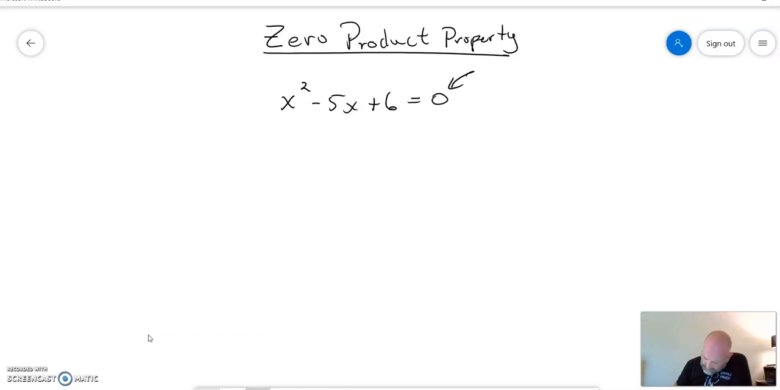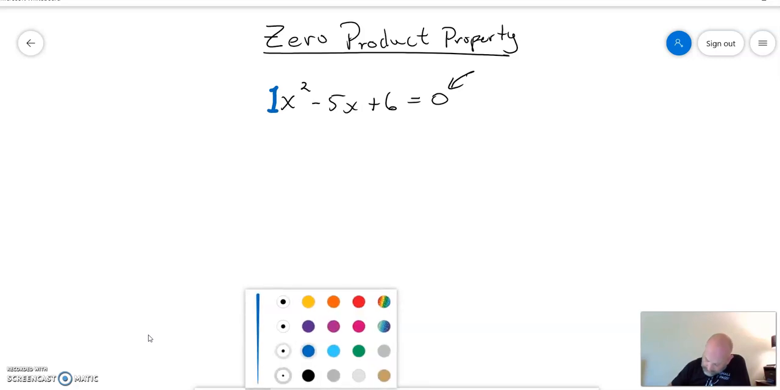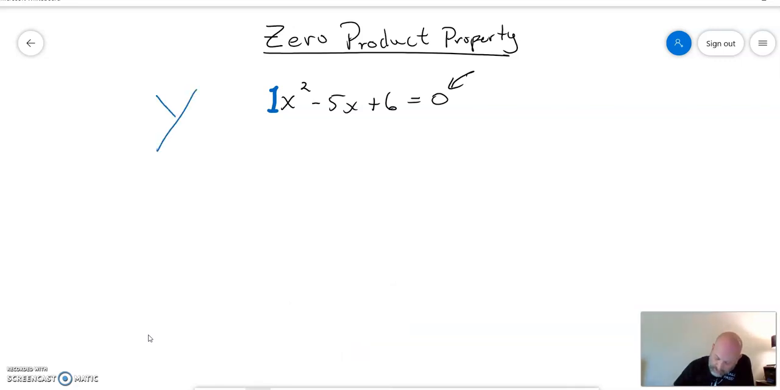And fortunately for us, this has a 1 out here in front. Since it has a 1 out there in front, that means that we can use the shortcut, right? So my master product is 6, and the sum I want is -5. And I can see that the two numbers that I need for this are -2 and -3. And so that means this thing factors down to x minus 2 times x minus 3.